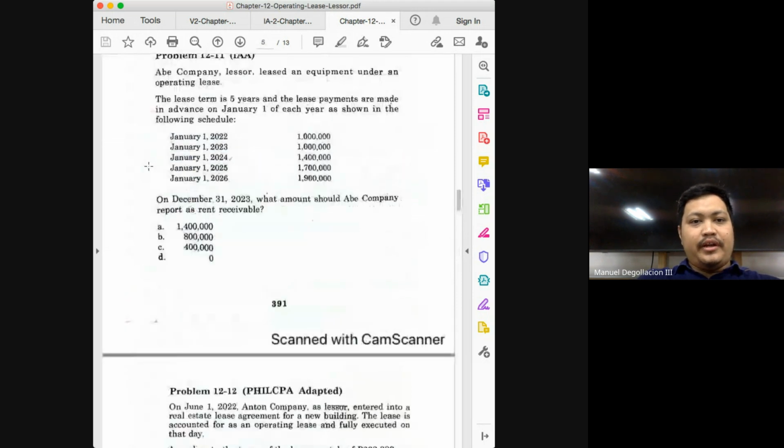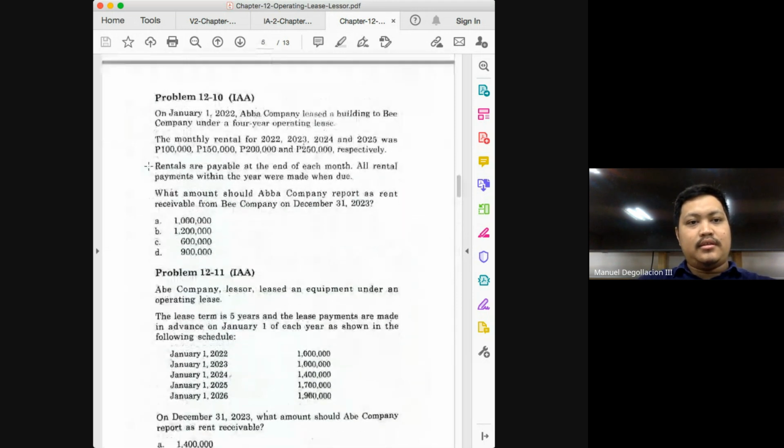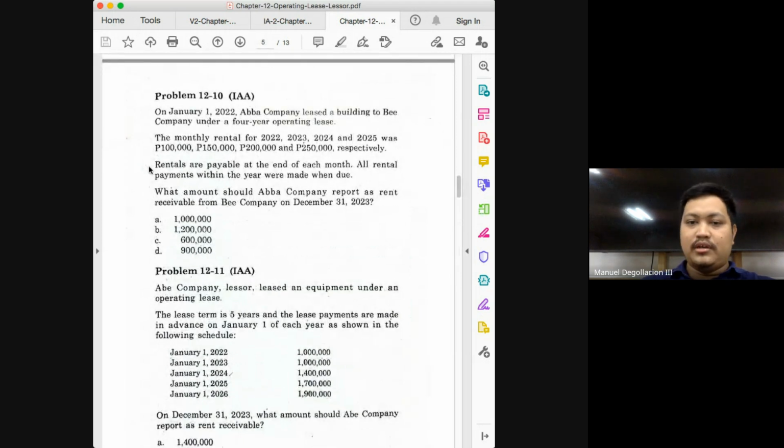So we'll discuss operating lease tonight. We'll have chapter 12. So operating lease is basically the standard rental agreement that all of us are familiar with. And leases are to be accounted for as an operating lease on the part of the lessor if there is essentially no transfer of the risk and rewards of the asset to the lessee.